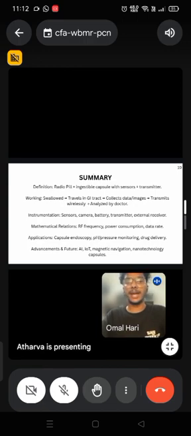Instrumentation: sensors, camera, battery, transmitter, external receiver. Mathematical relations: RF frequency, power consumption, data rate. The applications are capsule endoscopy, pH monitoring, drug delivery. Advancement and future: AI, IoT, magnetic navigation, nanotechnology capsules.